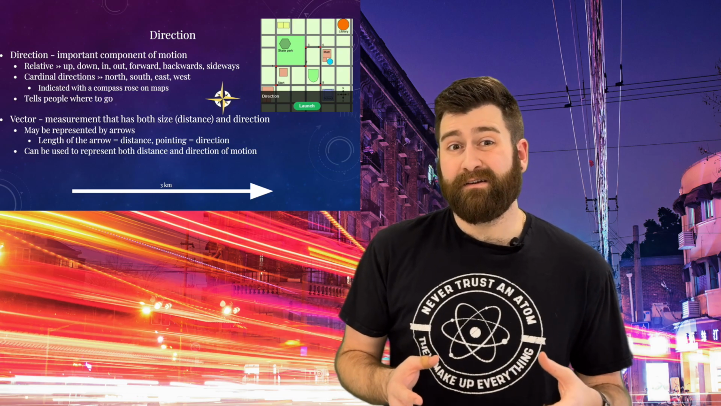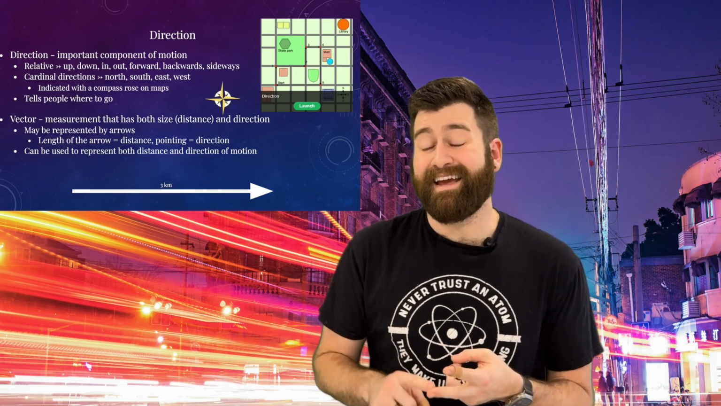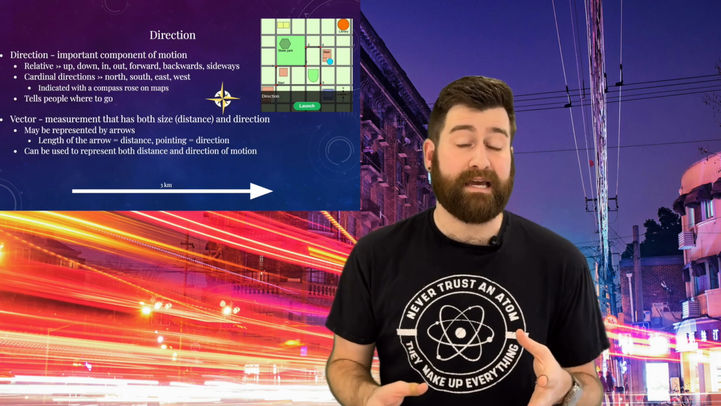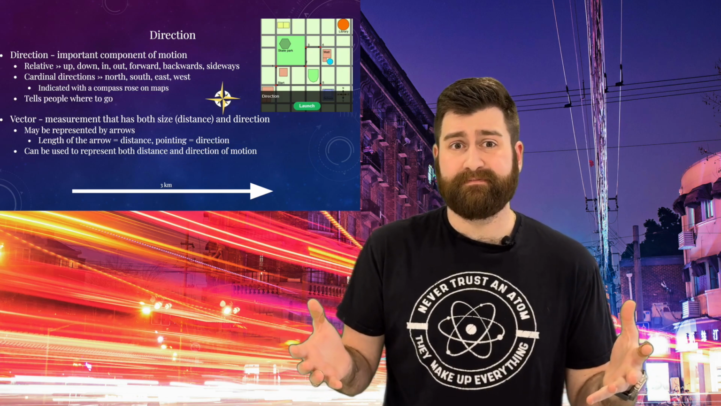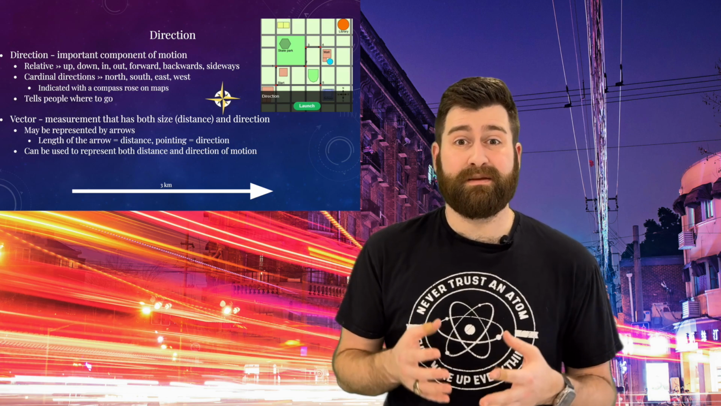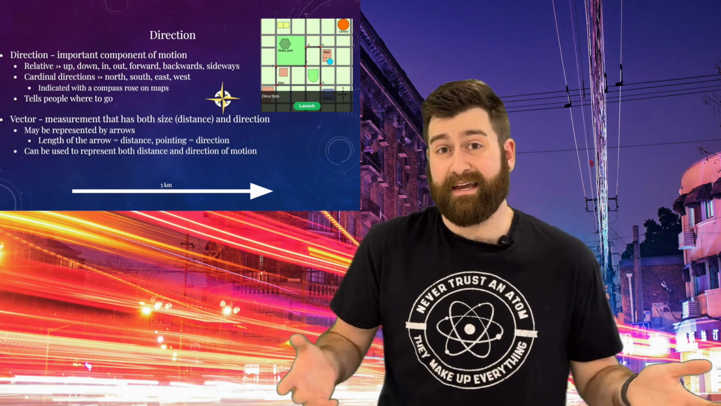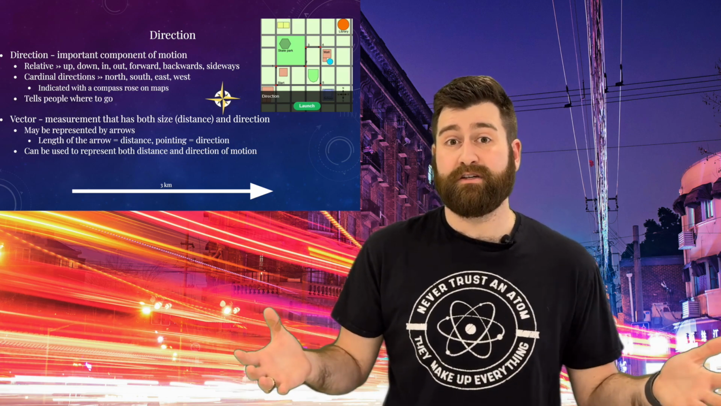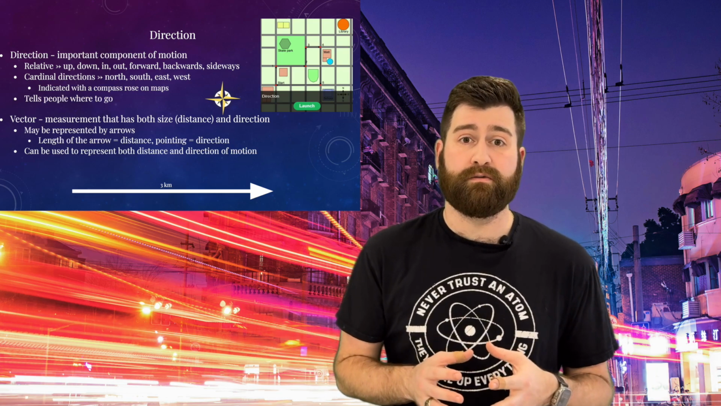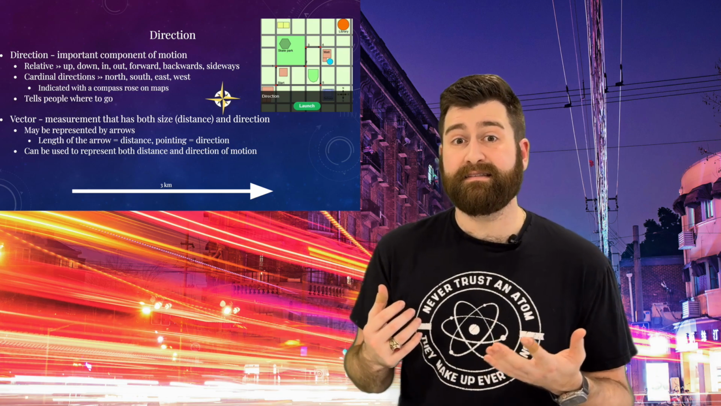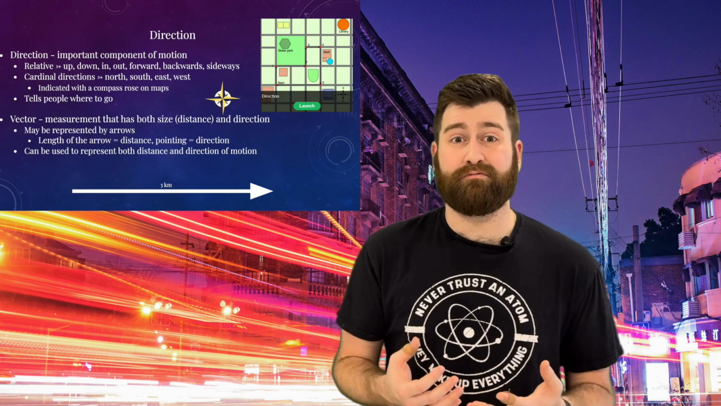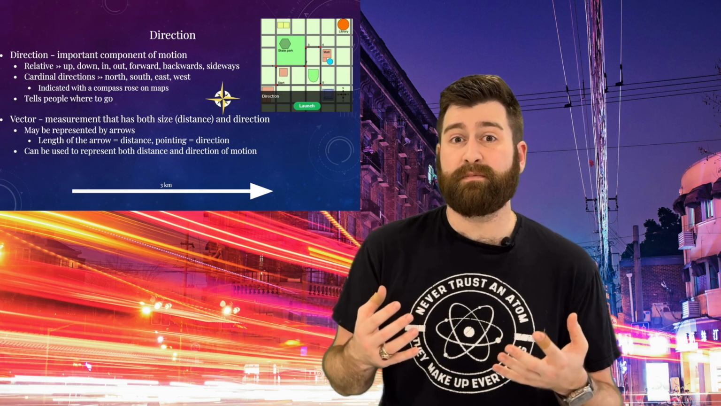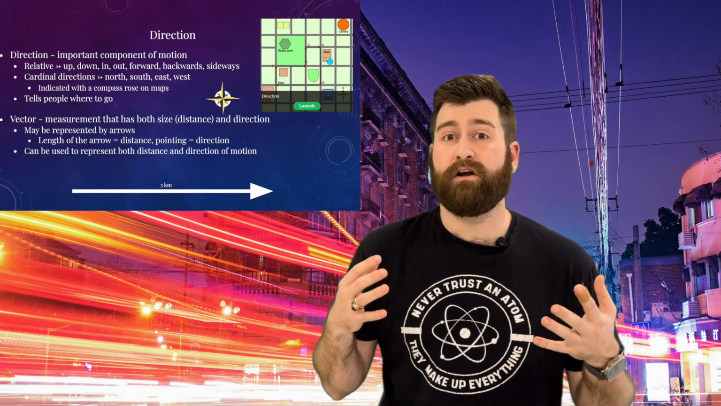That being said, we have now talked about both distance and direction, which means that we've talked about vectors. So what exactly is a vector? All it is is a measurement that has both size, aka distance, and direction. And these can be represented with arrows. In this case, the length of the arrow is the distance, and where it is pointing is the direction. And these can be used to represent both distance and direction of motion.